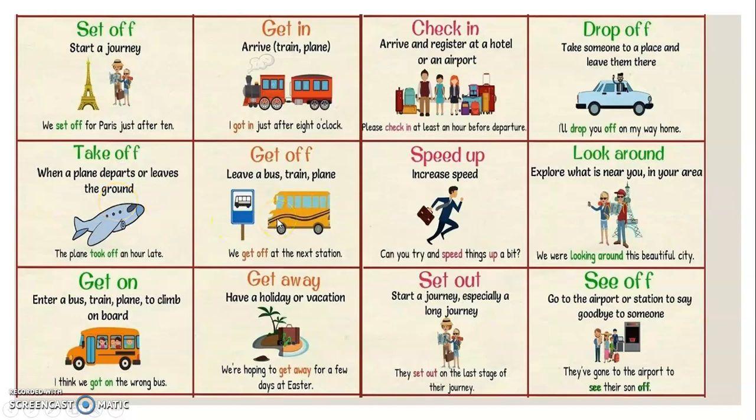Get off, to leave a bus. Speed up, to increase speed, running or something like that. Look around is for you to explore what is near you in your area. Get on, to enter a bus. Get away, to have a holiday or vacation. To set out, to start a journey, especially a long journey. To see off means to go to the airport to say goodbye to someone.